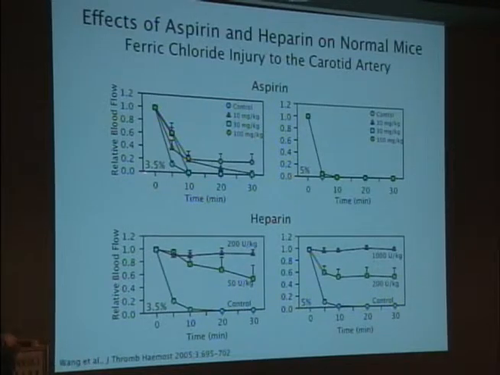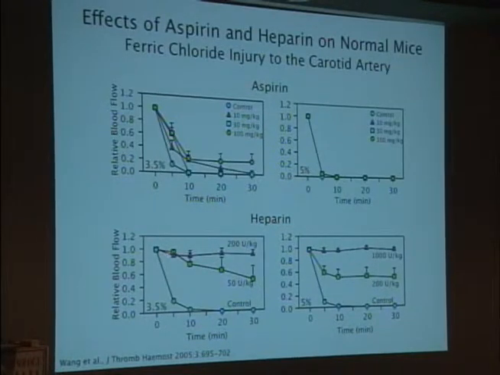So at 3.5% ferric chloride, which is the low threshold, you actually do start to see some effects of aspirin in this system, and clopidogrel actually has an even greater effect, but I don't have that data here. However, the effect is lost at 5% ferric chloride. So just remember that concentration of ferric chloride.